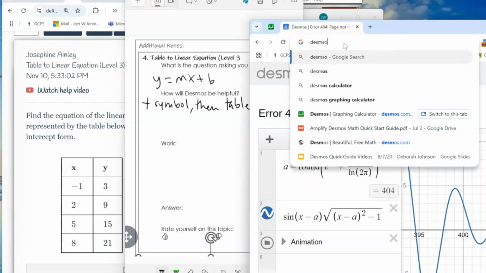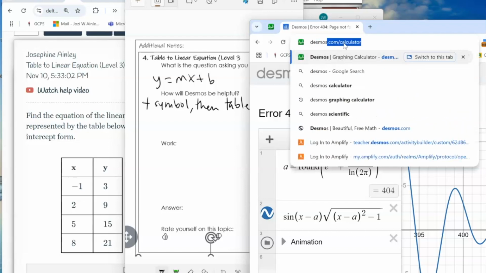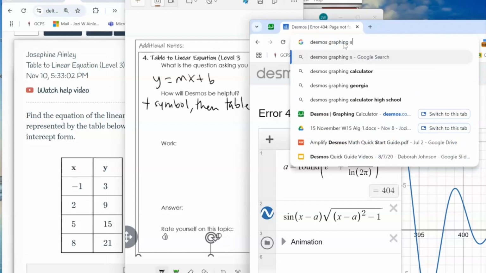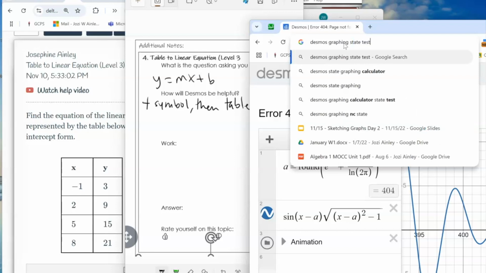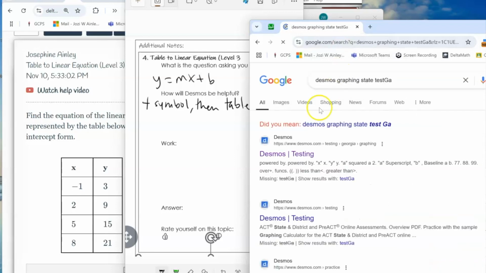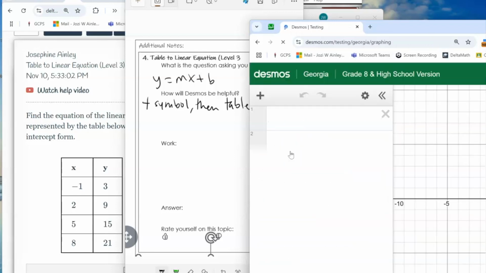So Desmos, graphing, state test, GA, something like that. Make sure it's green. All right, perfect. I'm gonna put the table in. I'm gonna pause while I do that.